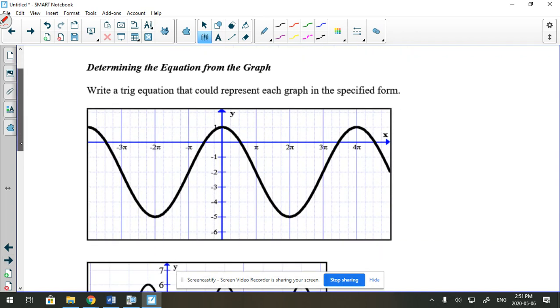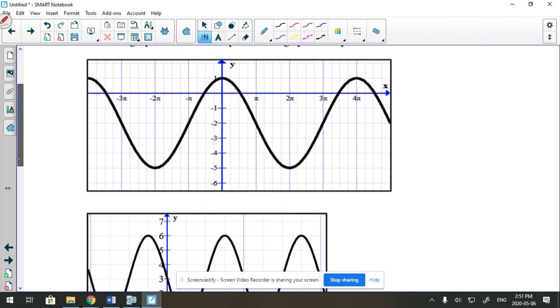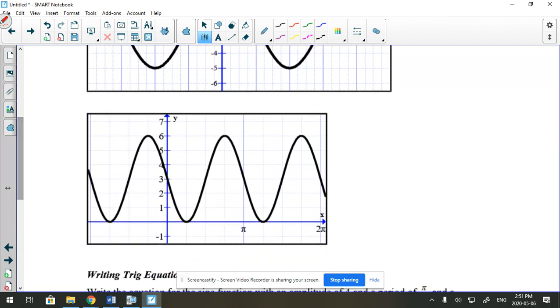Okay, so let's do the second one here. We want to write the trig equation to represent this graph. So first thing I always do is draw the midline. This helps you get all the rest of your information. So lowest point is 0, highest point is 6. That means right in the middle is 3. That's my midline.